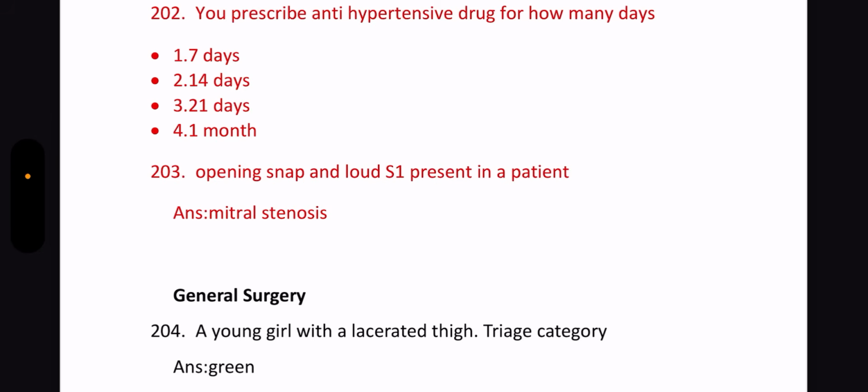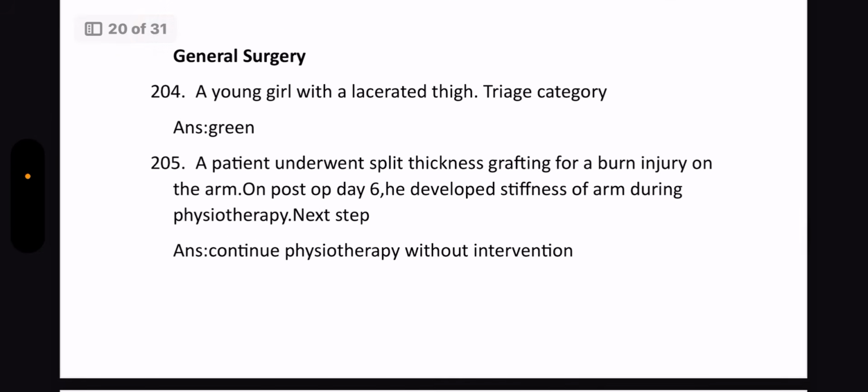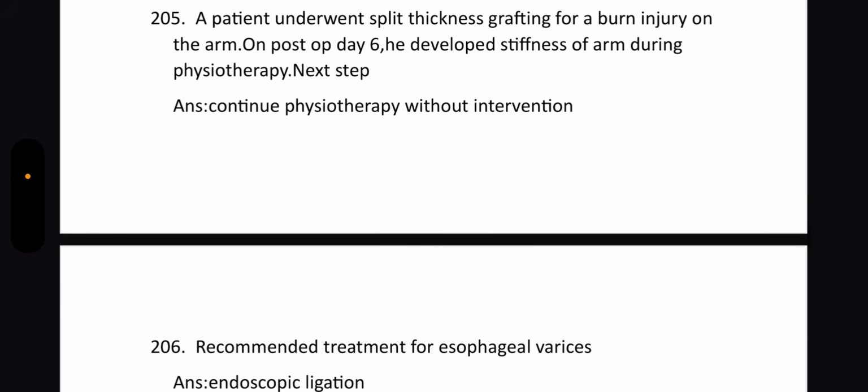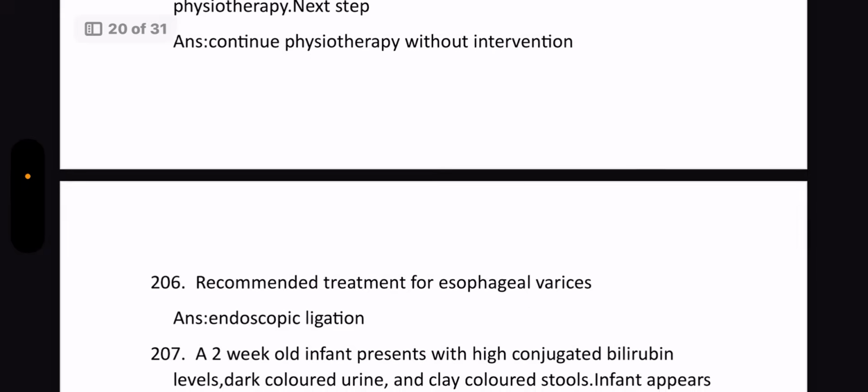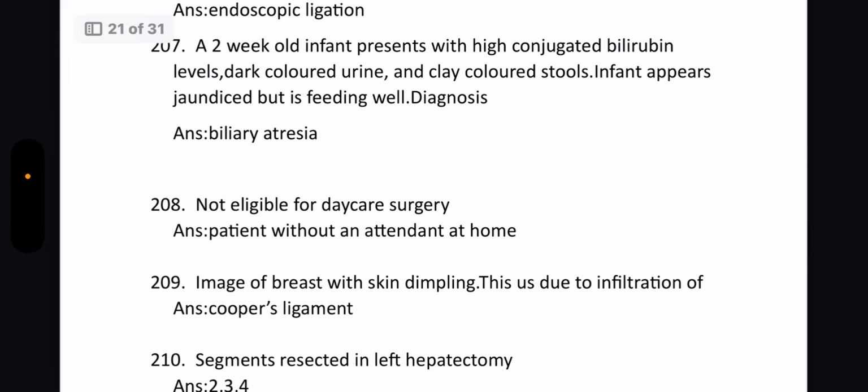Next, opening snap and loud S1 present in patient. Answer is mitral stenosis. Next, general surgery question, young girl with lacerated thigh, triage is green. Next, patient underwent split thickness grafting for burn injury on arm. On post-op day 6, he developed stiffness of arm during physiotherapy. Next step, continue physiotherapy without intervention. Next, recommended treatment for esophageal varices, endoscopic ligation.